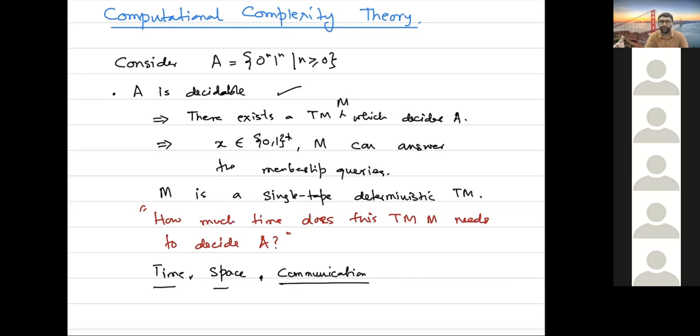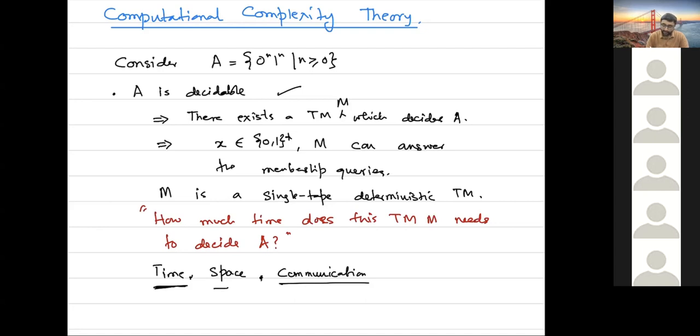There are other resources which we may consider, but these three are typically the main three resources considered in computational complexity theory. So in this chapter, in most parts of this course, we will be interested in time complexity.